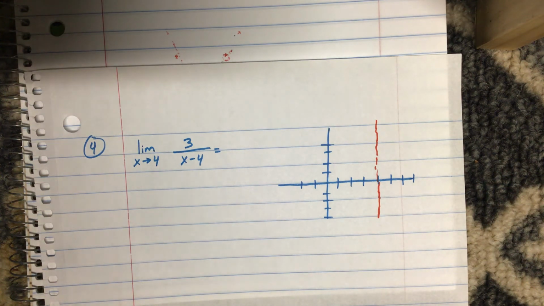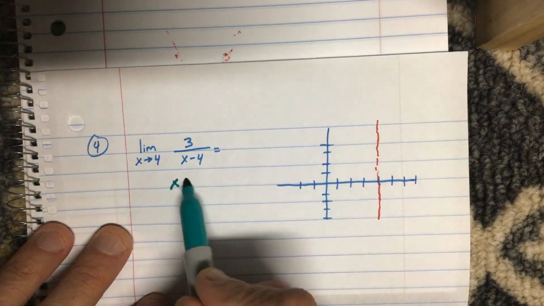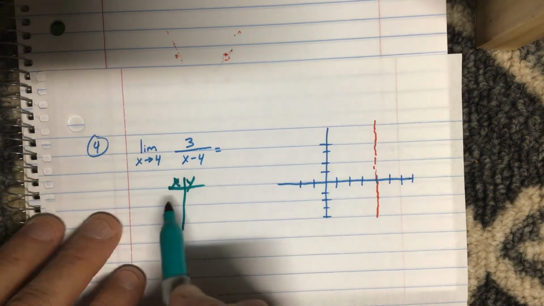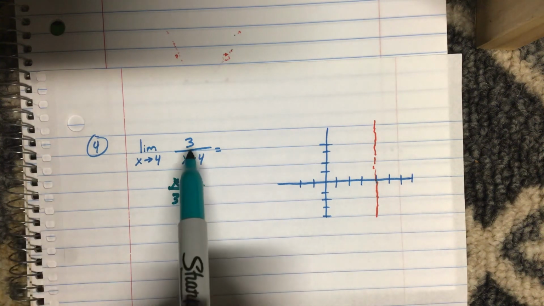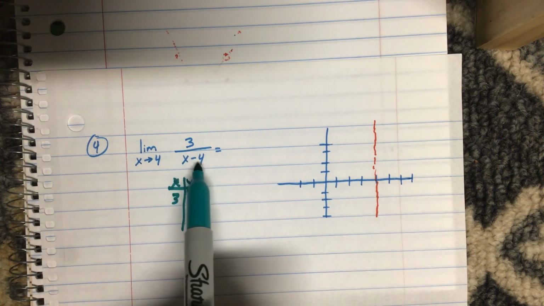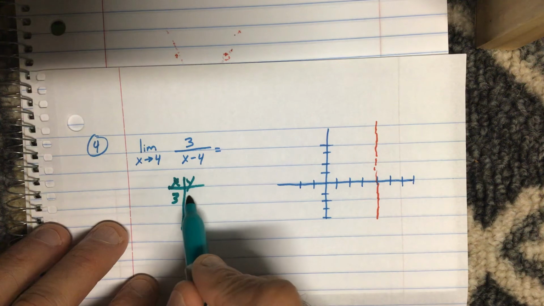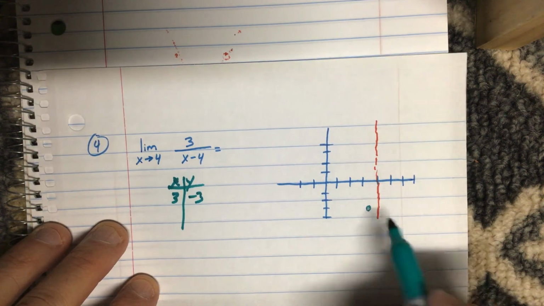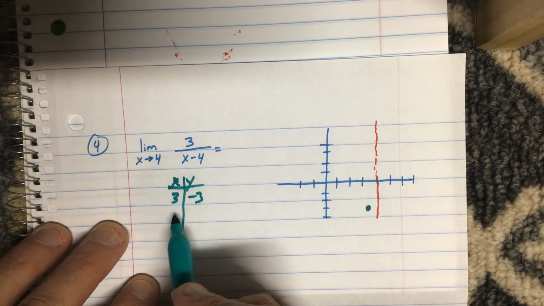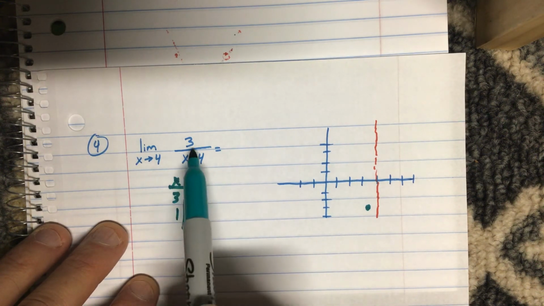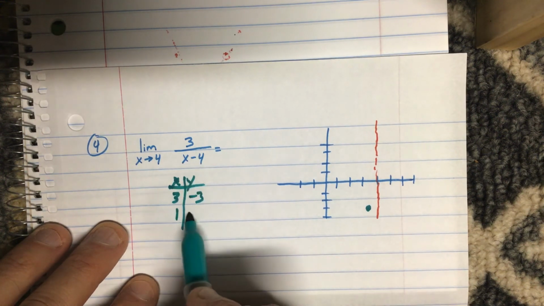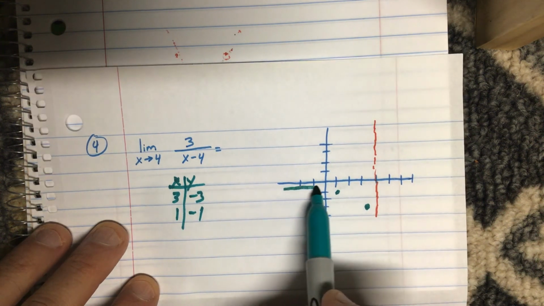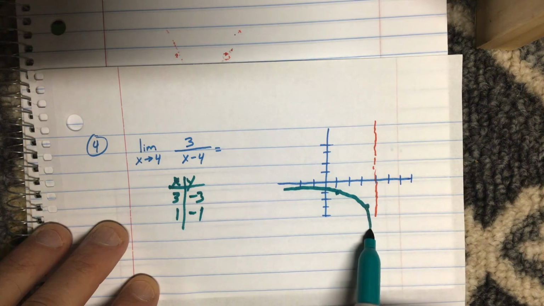So we can plug in some values. If we would make a quick little table here, we just need a couple of points to get an idea. If we plugged in 3, we would get 3 over negative 1, which is negative 3. So 1, 2, 3, 1, 2, 3. If we plugged in 1, we'd get 3 over negative 3, which is negative 1. And we know that the graph is going like this.